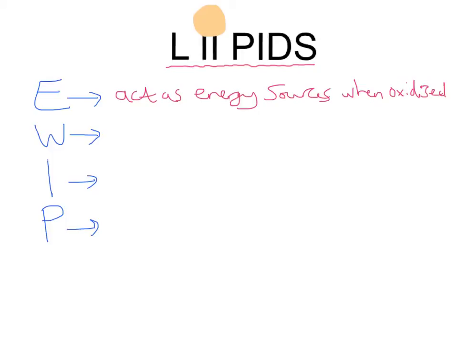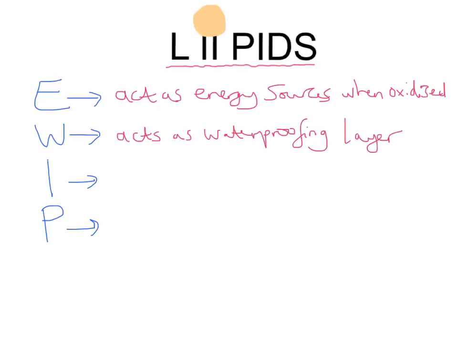The W stands for waterproofing. So it acts as a waterproofing layer, if you like. And that's because it's insoluble in water. So because it's insoluble in water, because it doesn't dissolve in water, it acts as a waterproof layer. And a good example that we can think of is the waxy cuticle in plants. The upper waxy layer that we have in plants is made of lipid.